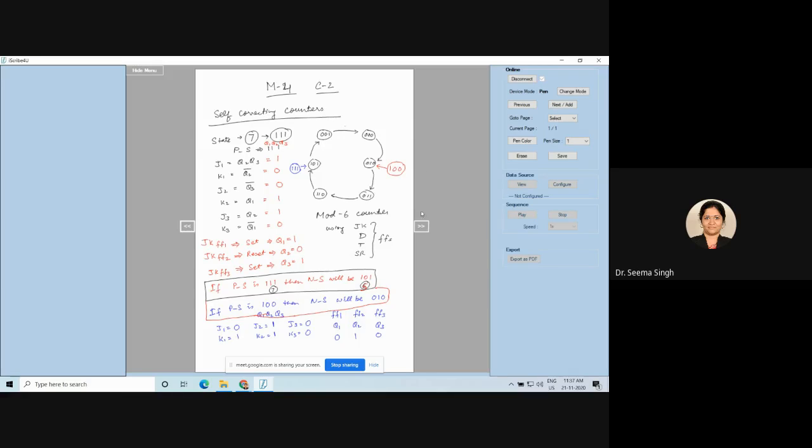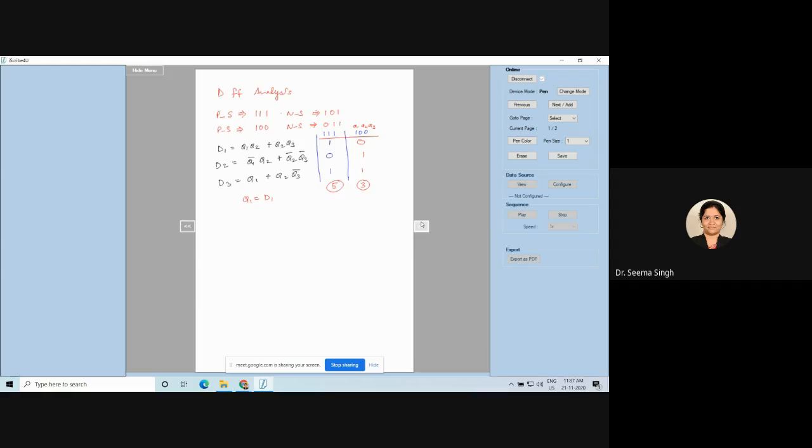So for the D flip-flop, your state diagram changes. Are you able to understand how it is changing? For the D flip-flop, the sequence is 1, 0, 2, 3, 6, and 5. This was the flip-flop, right? So in the state diagram, I can see that from 7 it is going to 5, and from 4 it is going to 3, right? Now D1, D2, D3, is all of it correct? Any doubt in this?